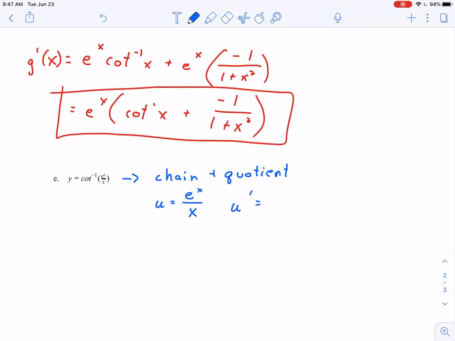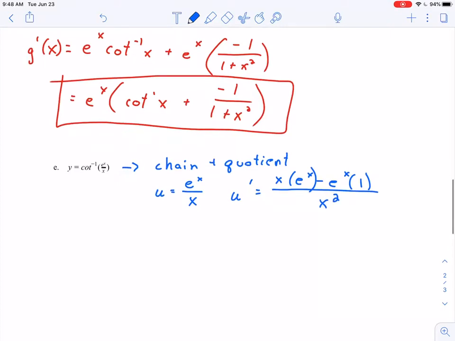U prime, the derivative here, let's see, I'm going to need my quotient rule, so that says low, so that'll be x. D high, derivative of e to the x, that'll just be e to the x, minus high, so that's e to the x, d low, derivative of x, that's just 1, square the bottom, away we go. So I'm left with x times e to the x minus e to the x divided by x squared. If you wanted to, you could factor an e to the x from the numerator. I'm not going to, though. I think I'm just going to leave that as my u prime.